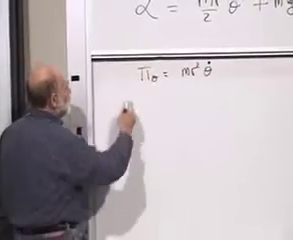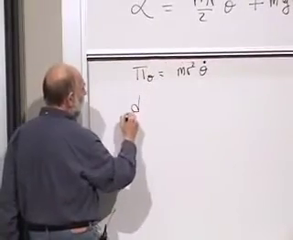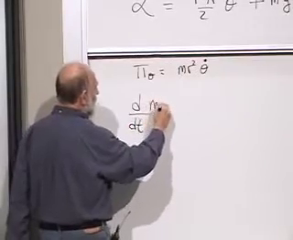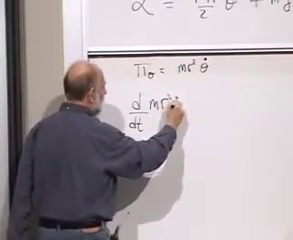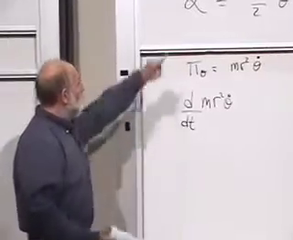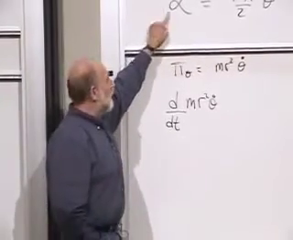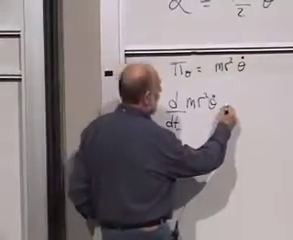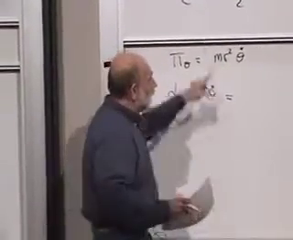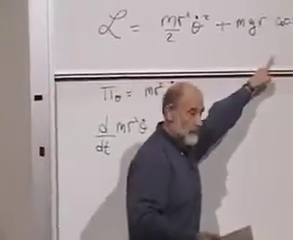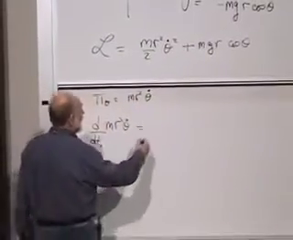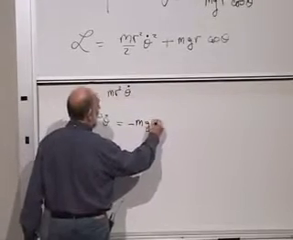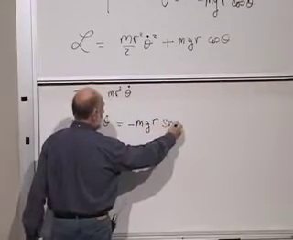And then the equation of motion is that the time derivative of this, d by dt of mr squared theta dot, that's the usual d by dt of the derivative of the Lagrangian with respect to the velocity, is equal to the derivative of the Lagrangian with respect to theta. What is that? That's minus mg r sine of theta.